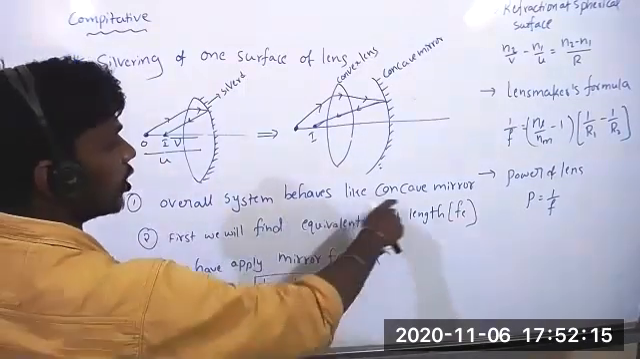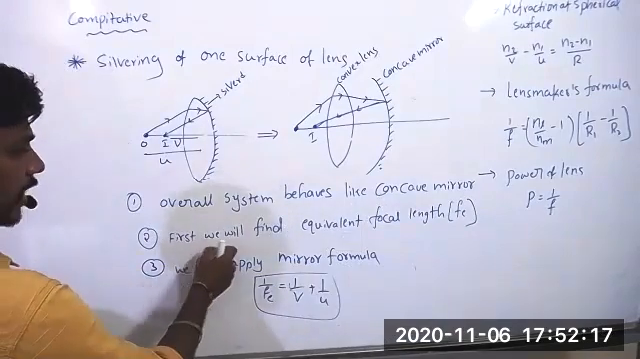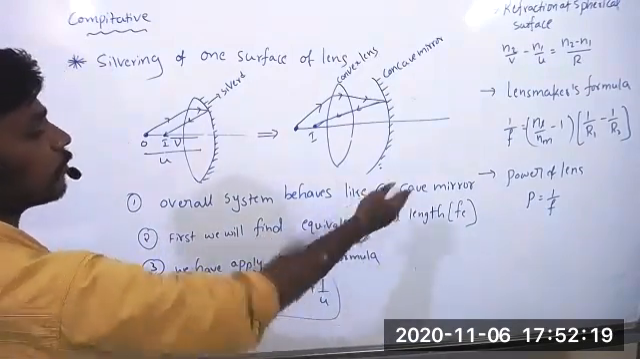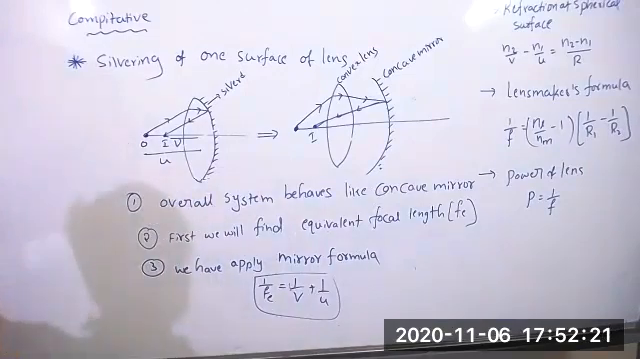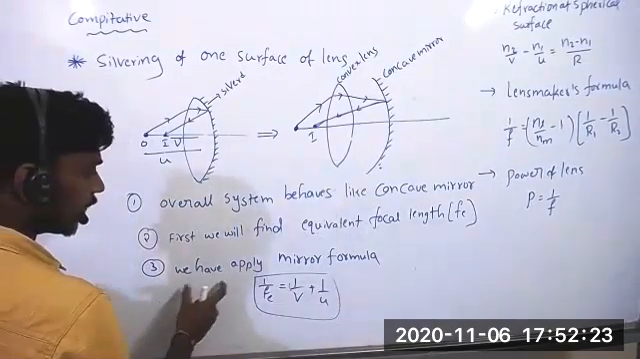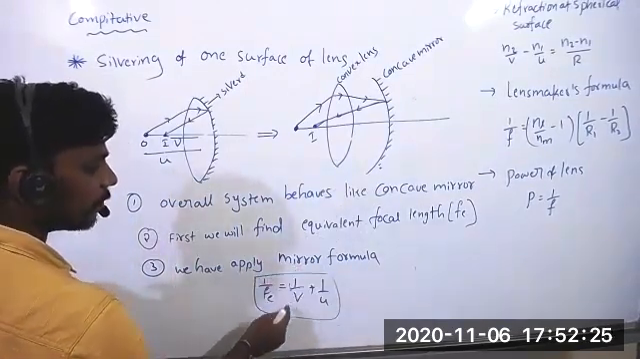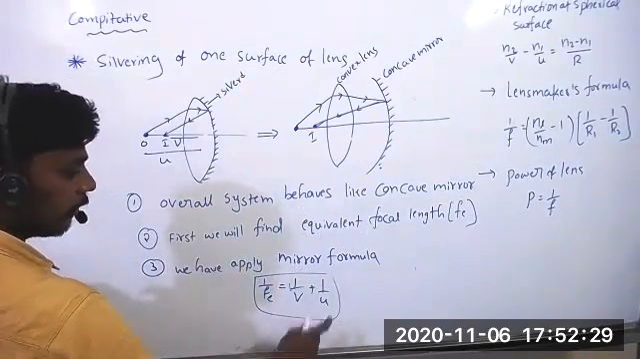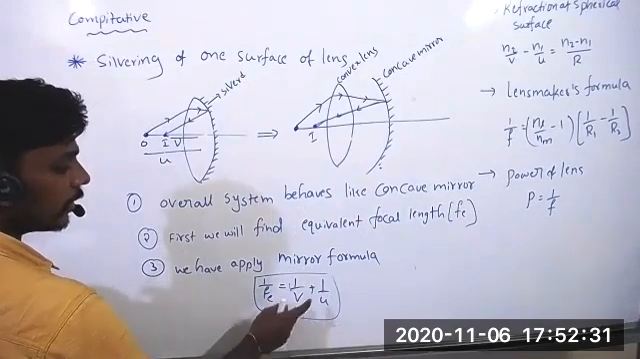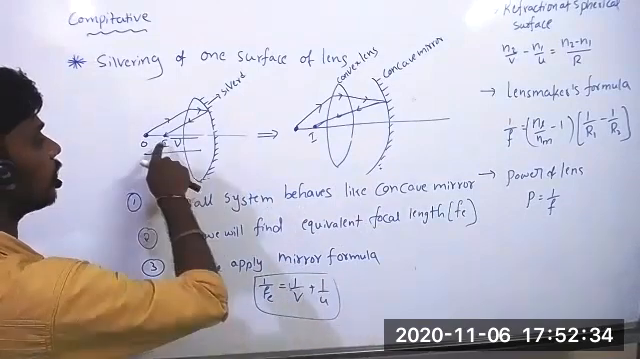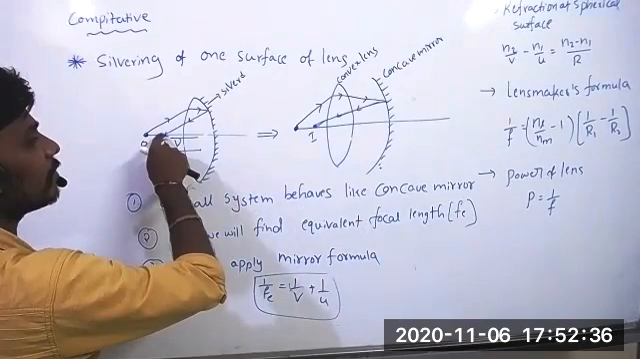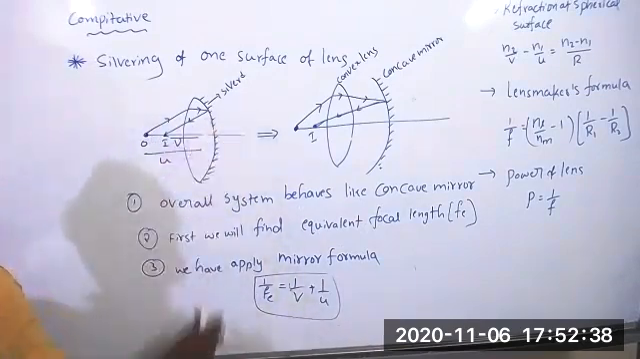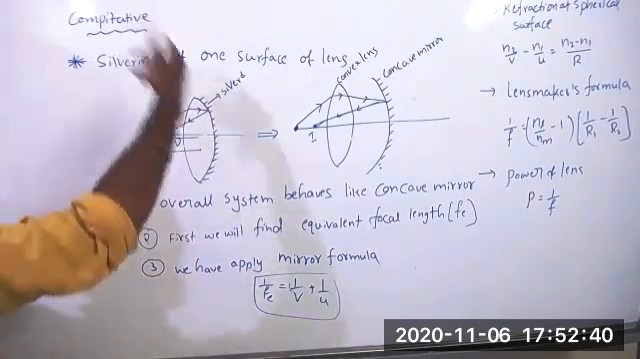The overall system behaves like a concave mirror. First, we have to find the equivalent focal length. I will show you how to find the equivalent focal length. Once you find the equivalent focal length, then we apply the mirror formula. If you apply the mirror formula, we know the focal length, we know the object distance, then we can find out the image distance. Then we can say what is the nature of the image formed by this silvered surface lens.